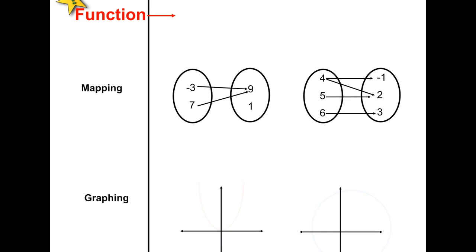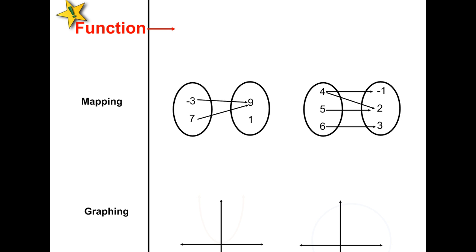So using mapping, here are two examples of mapping. The one on the left is generally our input, and the one on the right is generally our output. What you have to look at is our inputs: we'll put in a -3 and it'll come out as a 9. We'll put in a 7 and it'll come out as a 9. Nothing will come out as the output of our input of 1, but we just put that one in there.